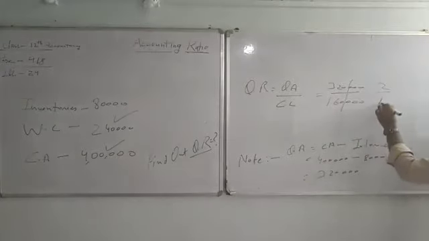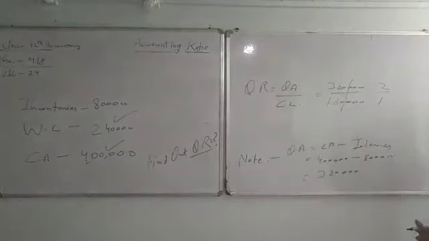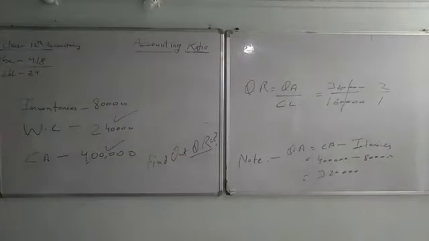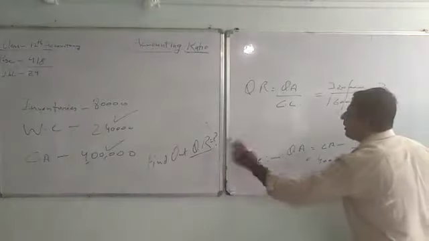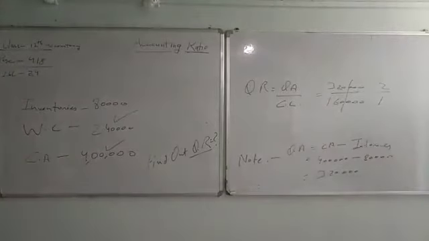So here 3,20,000 divided by 1,60,000 is 2:1. That means our quick ratio is 2:1. The question asks us to find the quick ratio, and we have found it out. Okay. One more question we will solve in this lecture.